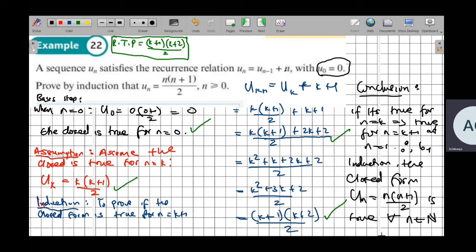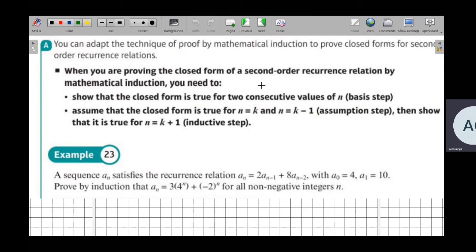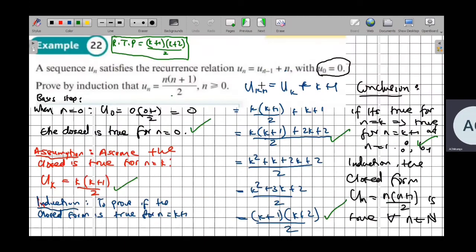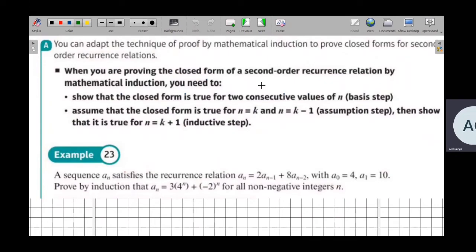You can prove by substitution, but if the question clearly states to use induction, then even if you substitute in here, you don't get marks because you didn't use the correct method. All right? So that's how you do induction. Now let us check what's important when you're doing induction for second order, because this is all induction for first orders.